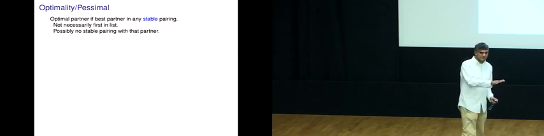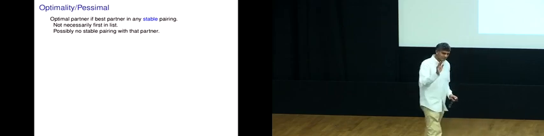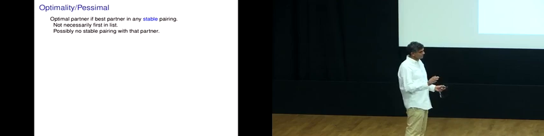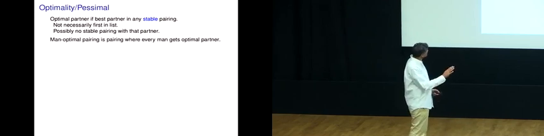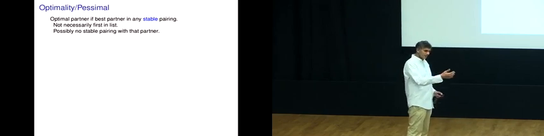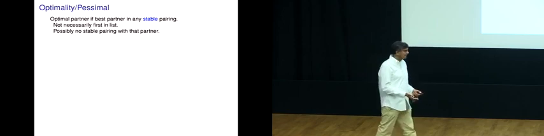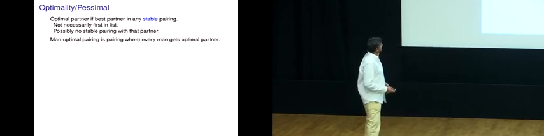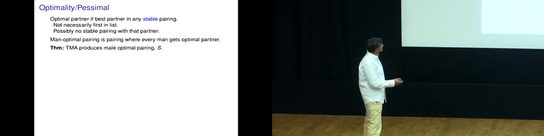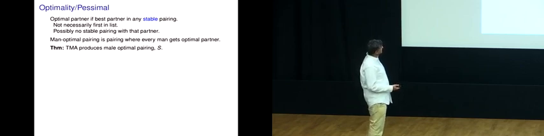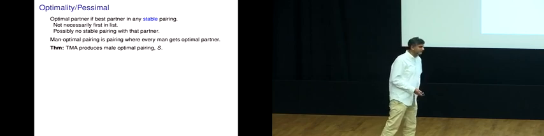It's my Nicole Kidman example, if you remember that. It has to be a world where your optimal partner is the best partner you can get in any stable pairing. It's conditioned on that. So the man-optimal pairing is a pairing where every man gets his optimal partner, and the theorem says the male-proposing algorithm produces the male-optimal pairing S.